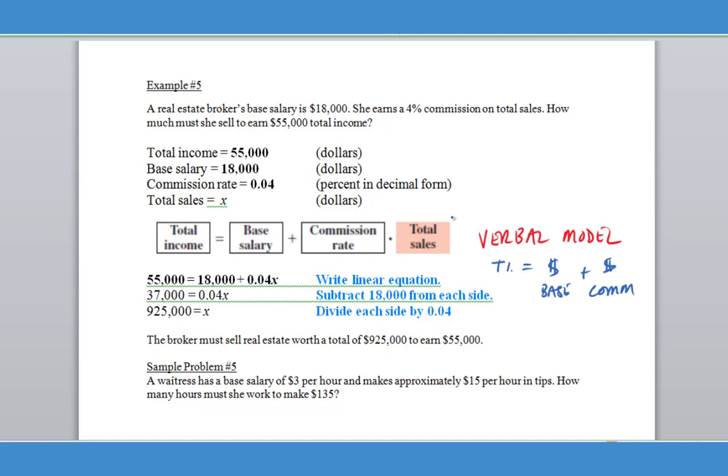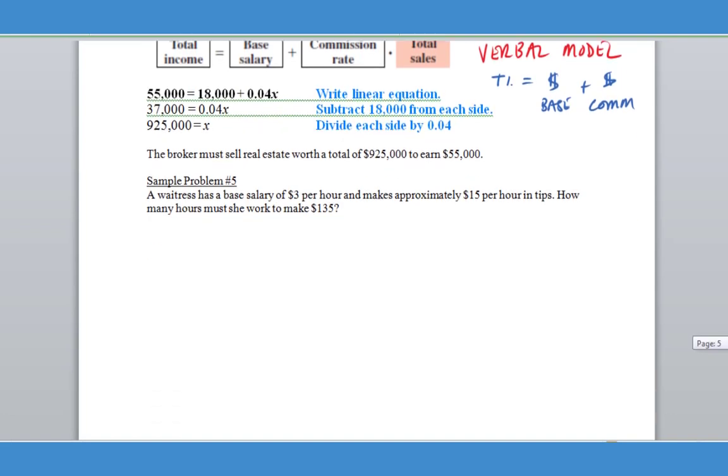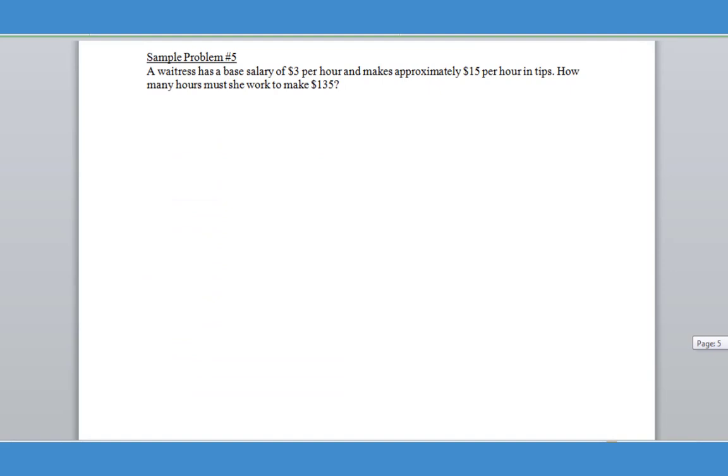So, good real life example. Many of your parents may be in the real estate business, and they would understand this example perfectly. The rates may be different, their base salary may be different, but the example is very relevant. So let's bring this down, and let's change the scenario a little bit to maybe something that you might be doing in college in a few years.